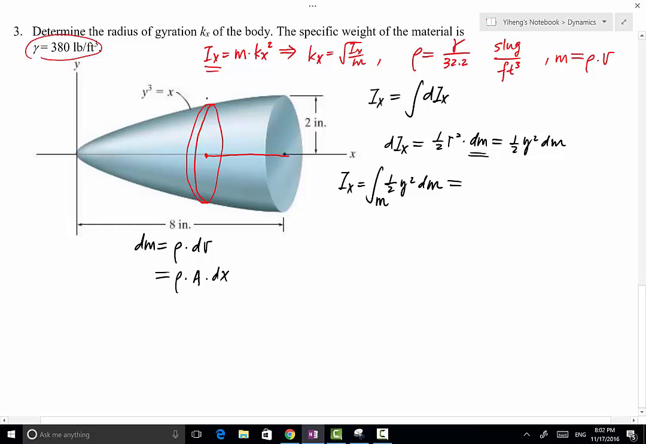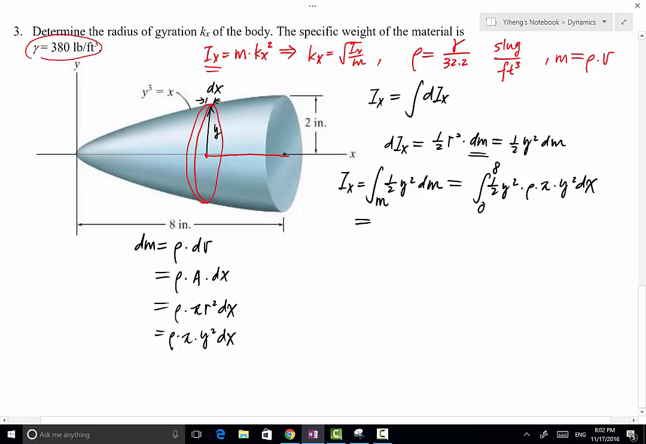The thickness is dx because it's along the x-axis, and its area is calculated as the area of the circle, pi r squared dx. In this case, the radius is y. This equals rho times pi times y squared dx. Therefore, everything else stays the same, but dm becomes rho times pi times y squared dx. Now this is the integration with respect to x, from 0 inch to 8 inch.